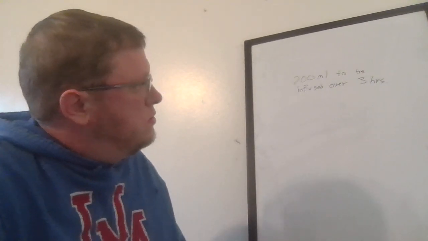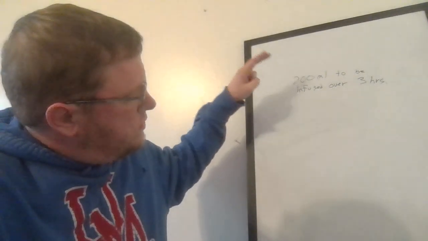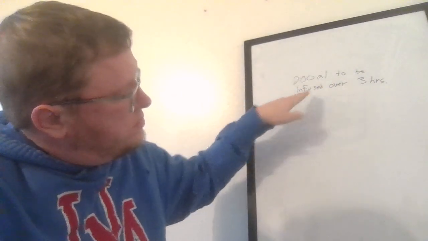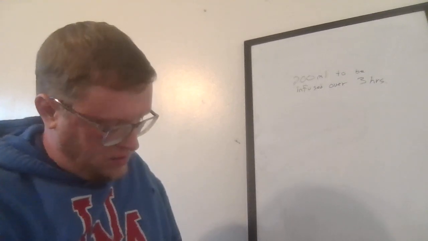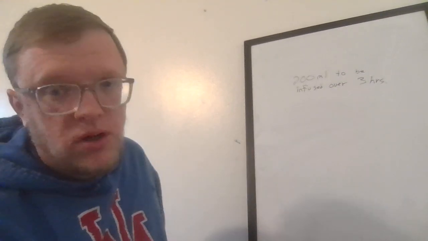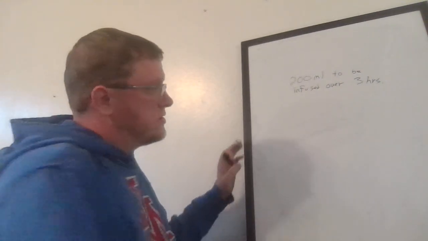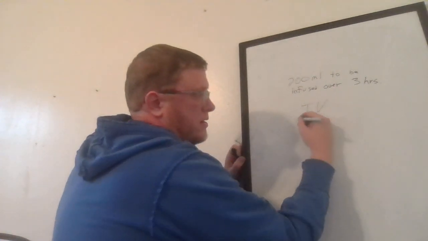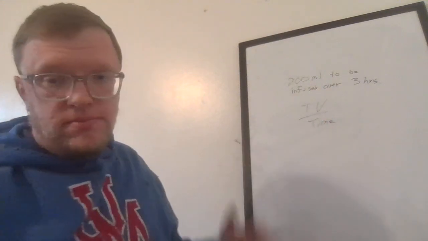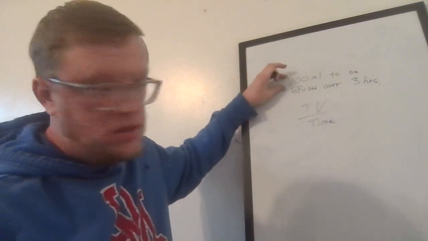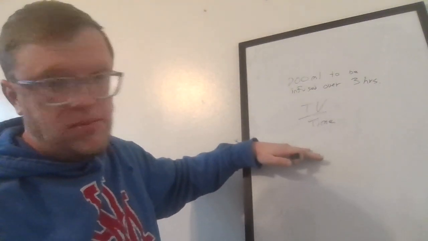So your scenario here is you've got an order for 200 milliliters to be infused over 3 hours. That's all you know. But you've got to figure out how fast you need to program the pump. Very simple. Just remember this: total volume over time. That's it. Take the amount of fluid and divide it over the amount of time.